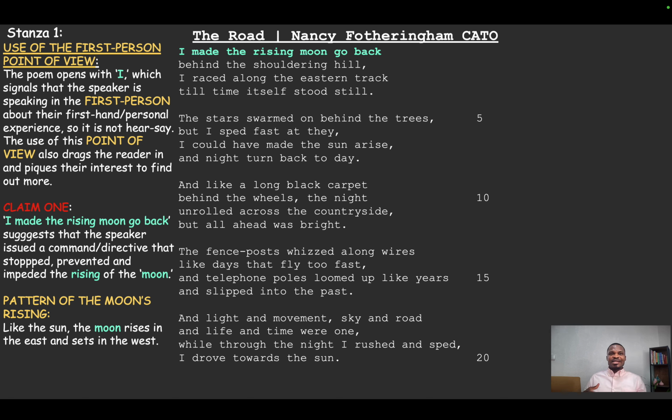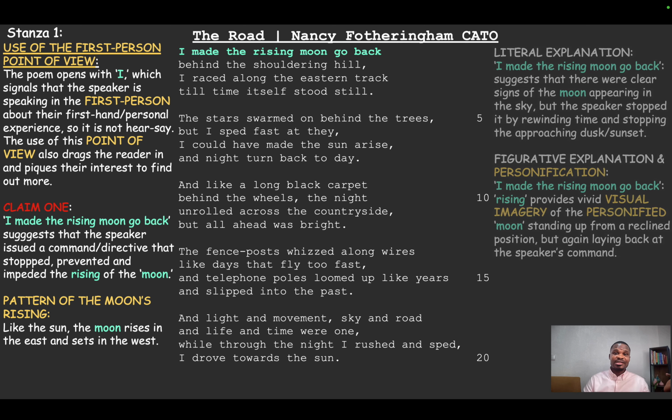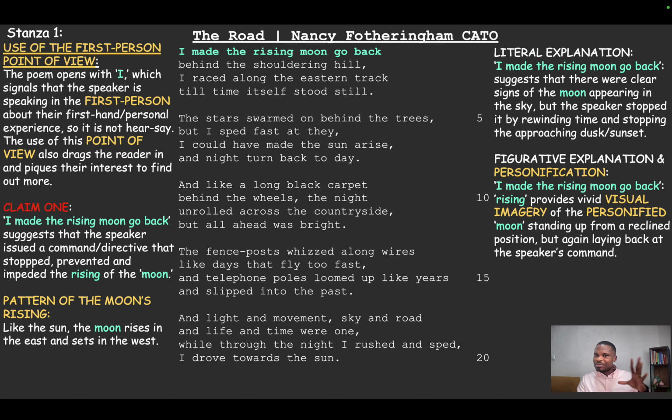So I made it. So he doesn't tell us how he did it, or she doesn't tell us how she did it, but then the impression is that there was a directive or something that the person did that prevented the moon from rising. And this is important because we know about the pattern of the moon's rising. So like the sun, the moon rises in the east and sets in the west. So for whatever it's worth, the poetic voice said something and then the moon couldn't rise anymore.